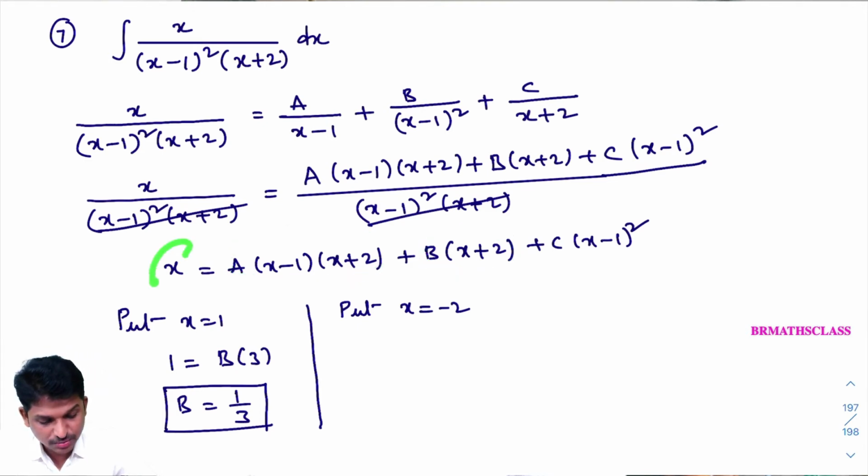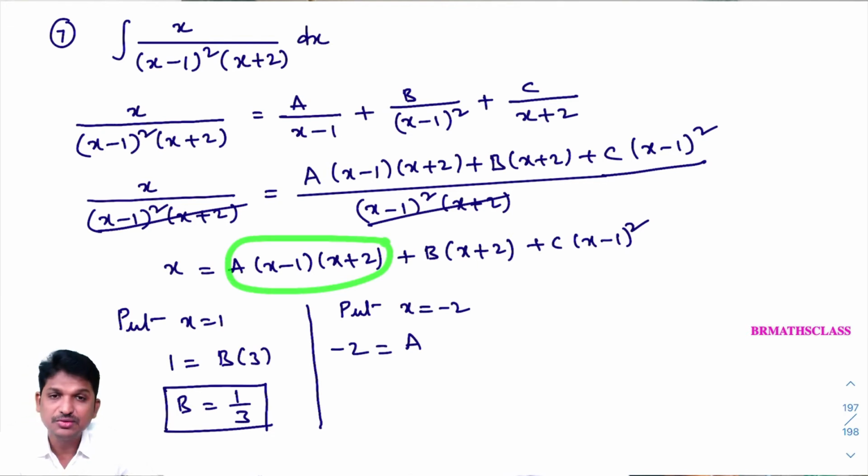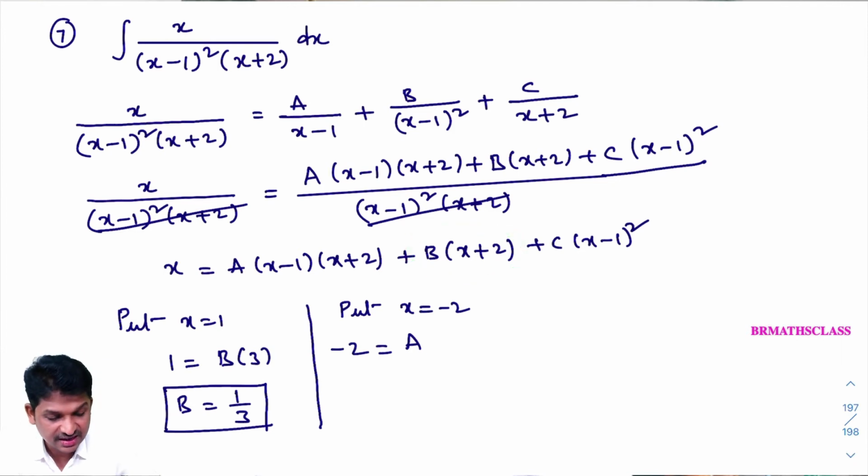Okay. Put x equal to minus 2. Left hand side, put x equal to minus 2. Minus 2 equal to a times of. Put x equal to minus 2. What happened? This will become 0. So no need to write this. Put x equal to minus 2. This will become 0. No need to write this. Now directly c. C into. Put x equal to minus 2. What you will get? Minus 2 minus 1, that is minus 3.